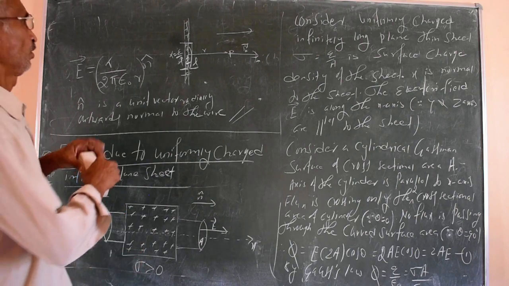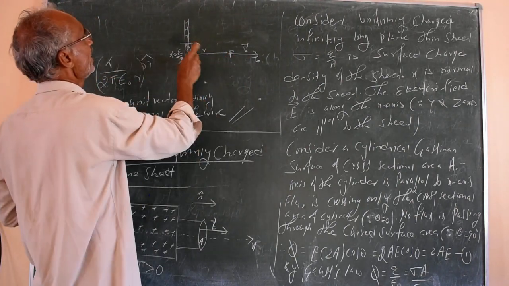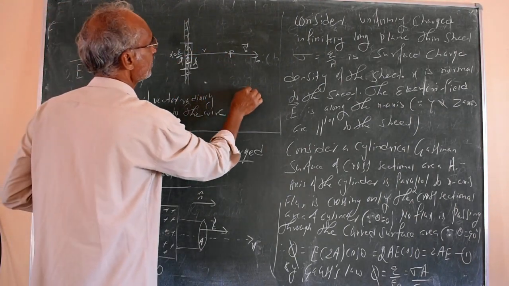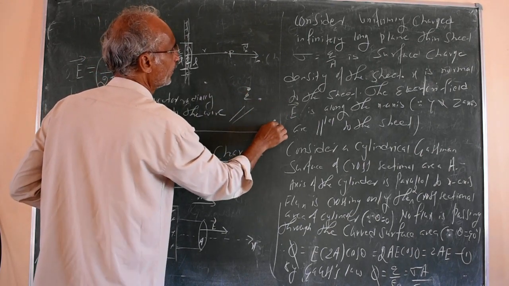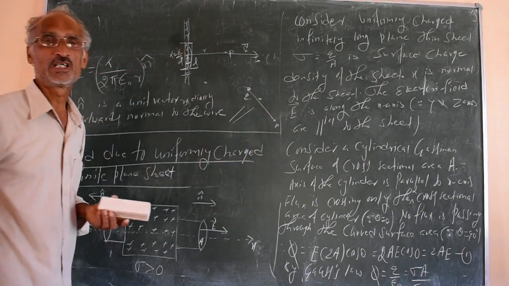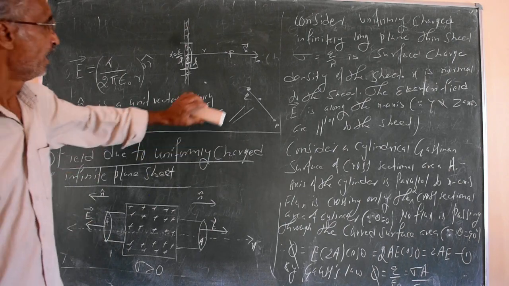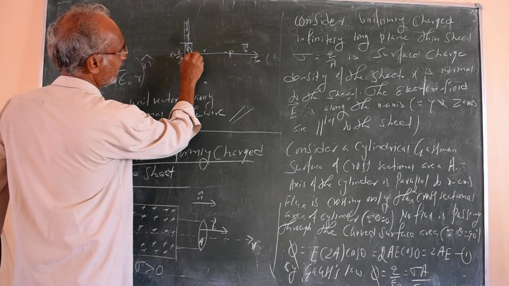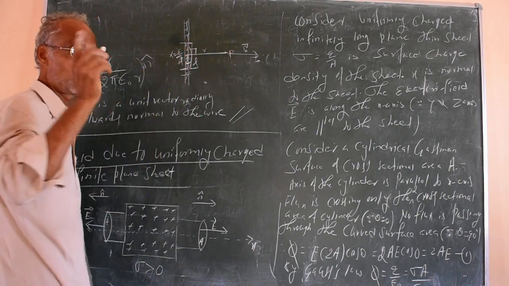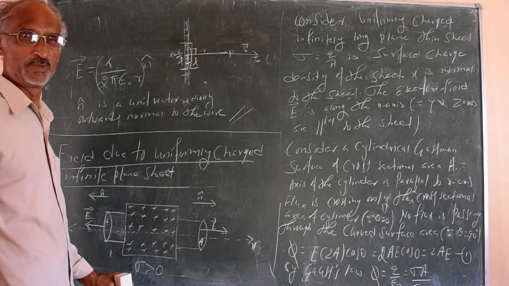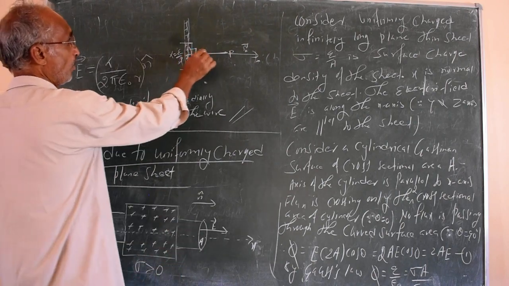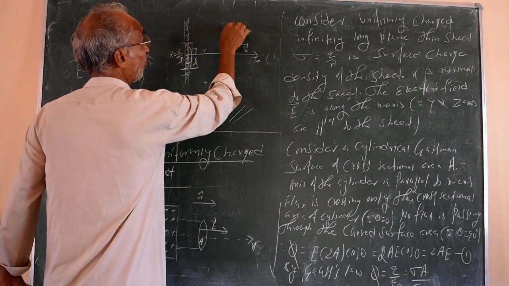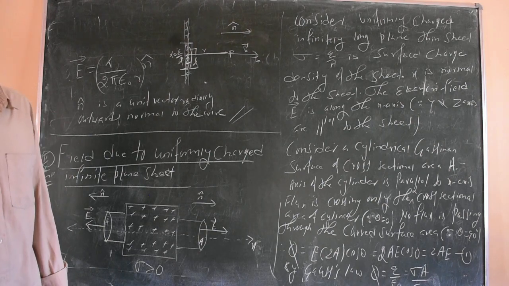N cap is a unit vector radially outwards. What do you mean by radially outwards? Here is the charge, a point charge, and here is the point P. The line between the charge and the point is called the radial line. Radially outwards, normal to the wire. Try to understand that the word normal means perpendicular. Perpendicular to the wire, and the direction of N cap is always outwards, not inwards.